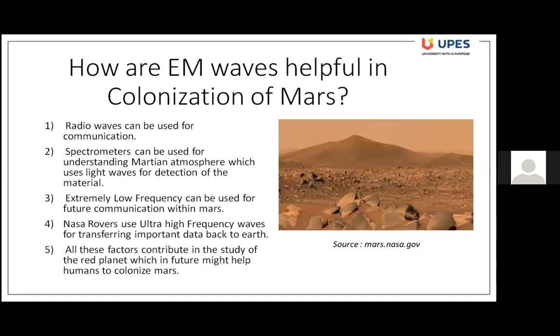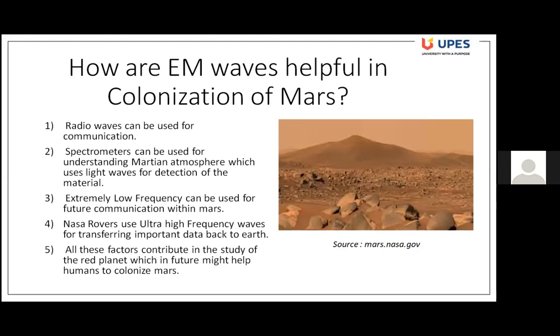As discussed earlier, extremely low frequency signals can be used for communication by early astronauts who will go there, and the data received from NASA rovers has helped greatly to understand the surface of Mars. And all these features and factors in which EM waves are used for different studies done on Mars have helped us better understand the red planet.